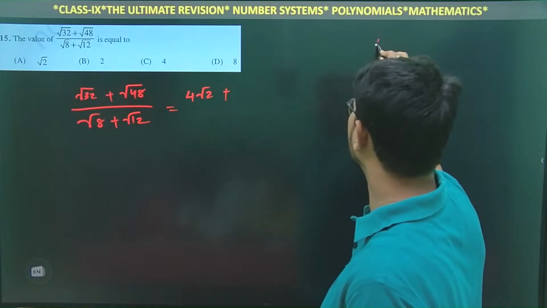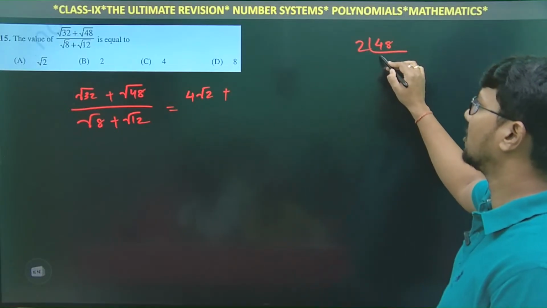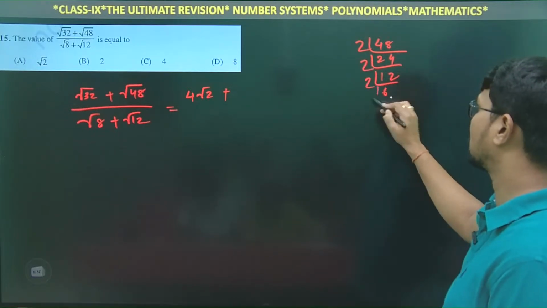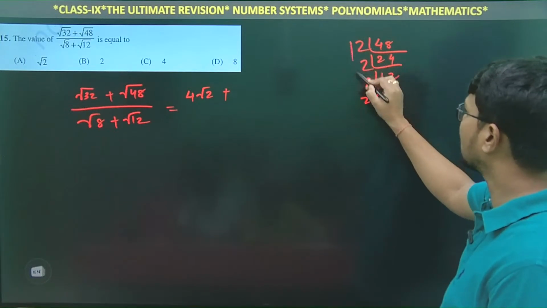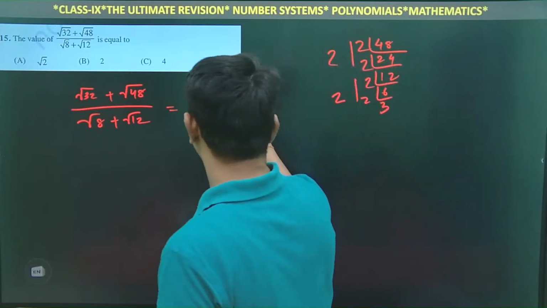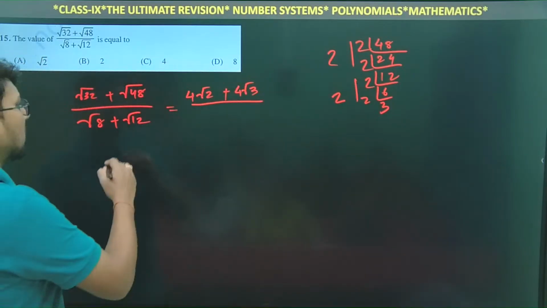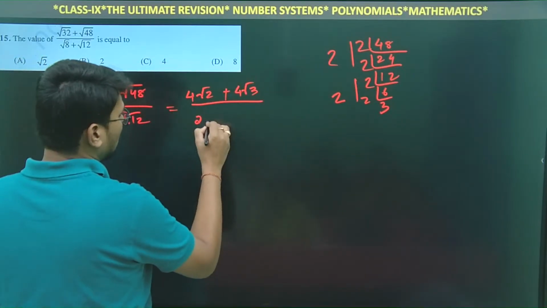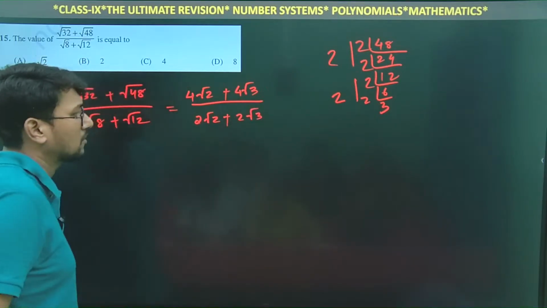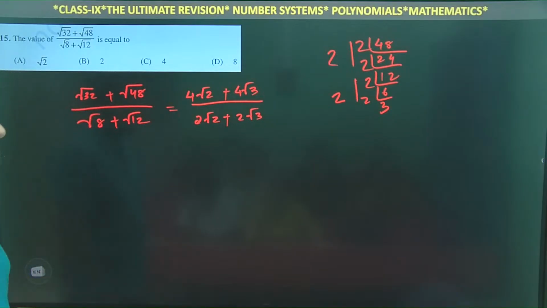48. Chalo, factorize kar do 48. 48 to how much? To 2, 24. To 12. To 6. To 3. So therefore square root will be 2 into 2. How much? 4 root 3. 4 root 3. Solve karo. 4 root 3. Is that clear? Whole divided by root 8. Root 8 is how much? 2 root 2 plus how much? 2 root 3. You know this. Theek hai? Okay, very good.